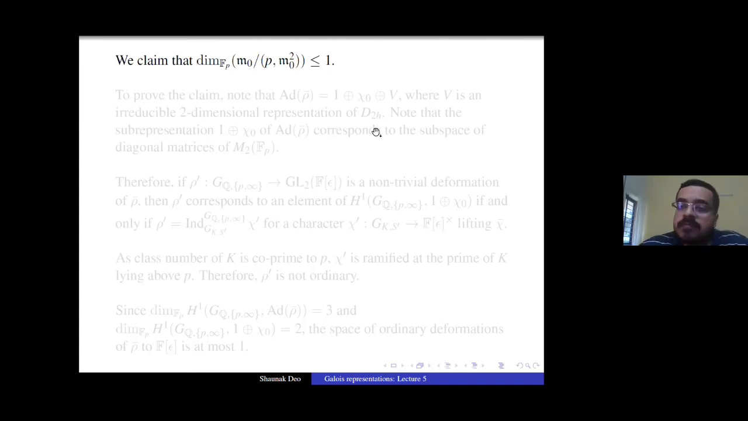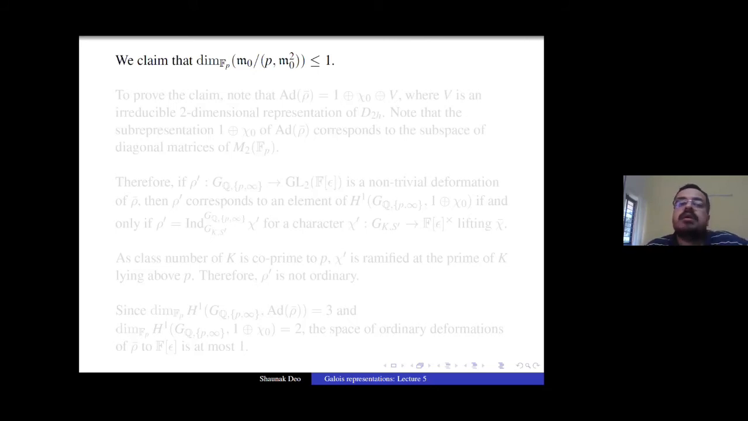Yeah, so I was saying that we are going to compute the tangent space dimension of the ordinary deformation ring, and we are going to prove that the mod p tangent space dimension is at most 1. We want to prove that the dimension over Fp of m naught modulo p comma m naught squared is at most 1. To do this, we are going to look at the dimension of the ordinary deformations of rho bar to F[epsilon], and we'll prove that that space has dimension at most 1.